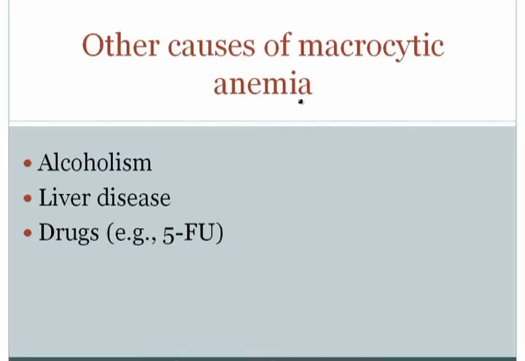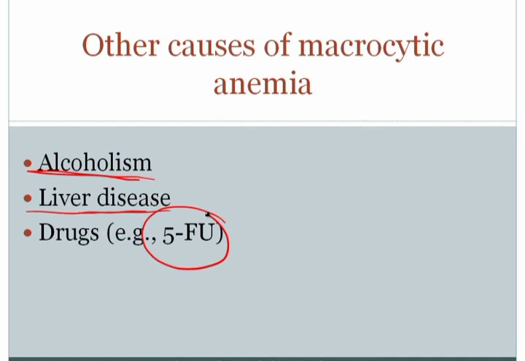If you have a macrocytic anemia due to other than folate or B12 deficiency, then we would just simply call that a macrocytic anemia. We would not call that a megaloblastic anemia. And so a few other causes of macrocytic anemia to be familiar with include alcoholism. This gives you a macrocytic anemia. Liver disease can cause a macrocytic anemia. And there are certain drugs, for example 5-FU, that can cause a macrocytic anemia.